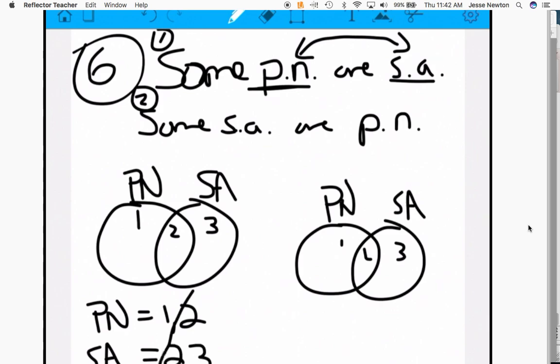And what we do is we identify the region of overlap. We shade out that because we don't care. And we're saying some are. So since we see the some, we know we're going to be using an X. And so what we do is we put an X right there in 2, because we're saying it is in 2, okay?